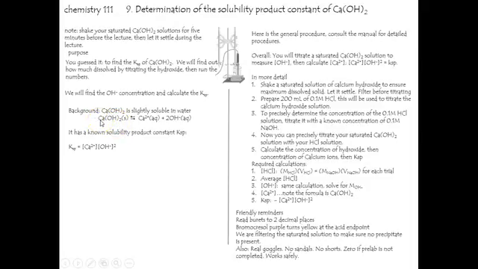Calcium hydroxide initially is a solid, but when you throw it in water, some of it dissolves into the calcium cations and the hydroxide anions. Because of its stoichiometry, you get 2 hydroxide ions for every calcium ion. Notice that the concentration of calcium will always be half that of the concentration of hydroxide. That's because of its formula.